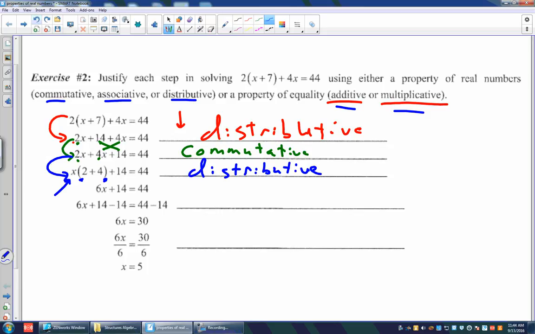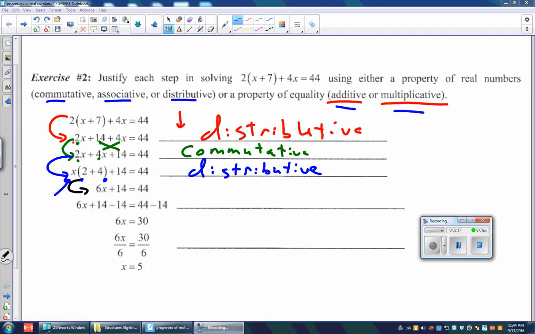Now let's look at the next two lines. From here to here, there's no line there, so we're not going to add anything. When I say add, we're not going to put a line there. What we did was we combined like terms and then commuted.